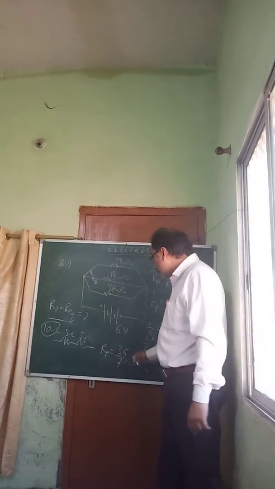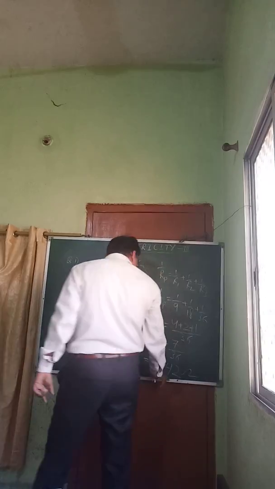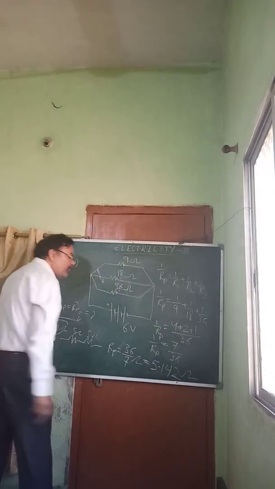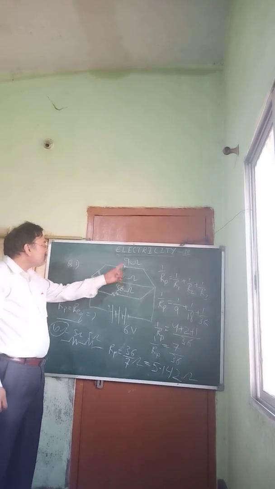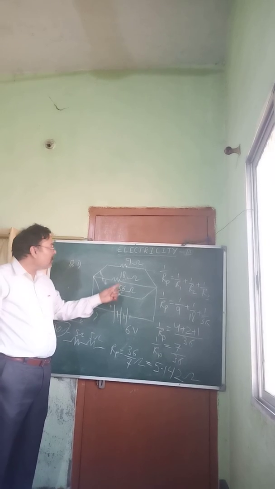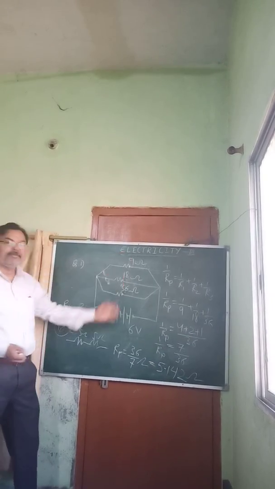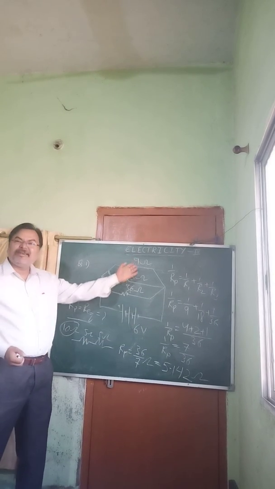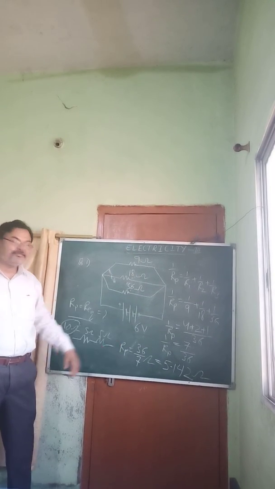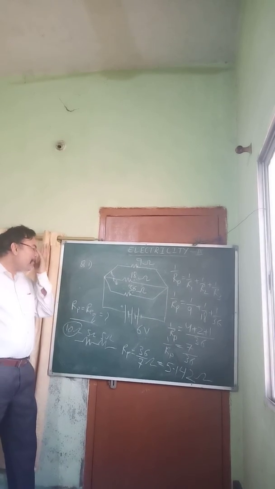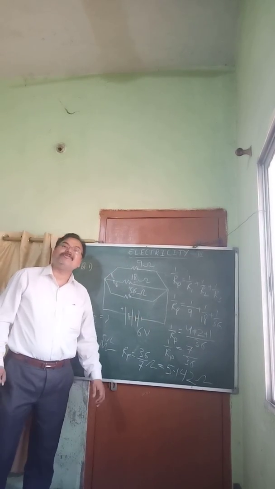Now what about the parallel combination? You can see from here, in parallel combination we have got 5.142 ohm. But what was the resistance of the different resistors connected in parallel? It was 9 ohm, 18 ohm, 36 ohm. So it is less than all of them. Even it is less than the least of them, that is 9 ohm. It is less than 9 ohm. See? So that means parallel combination reduces the value of resistance.